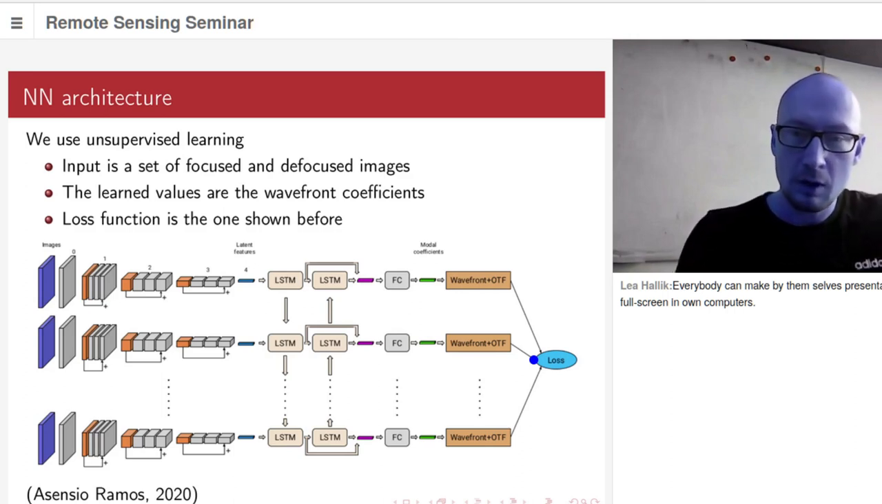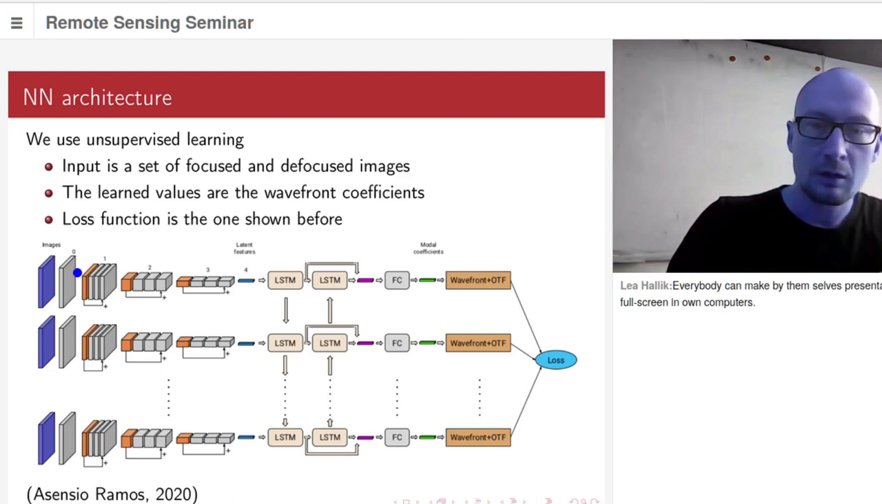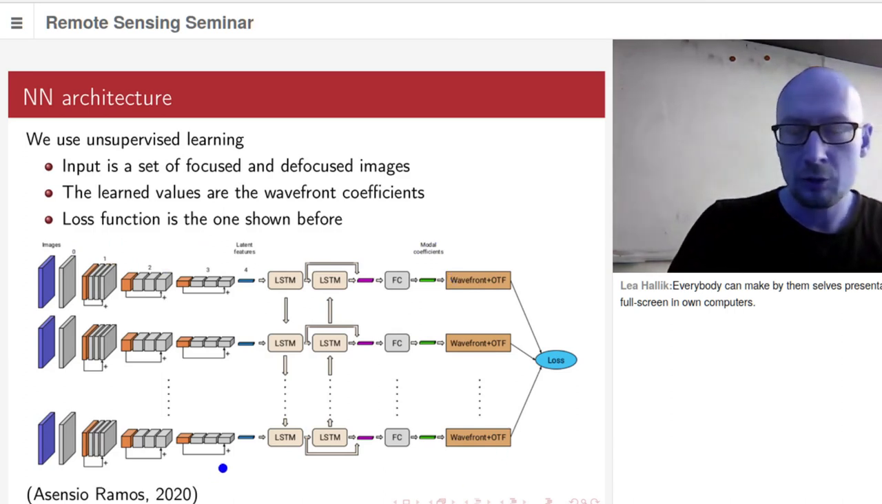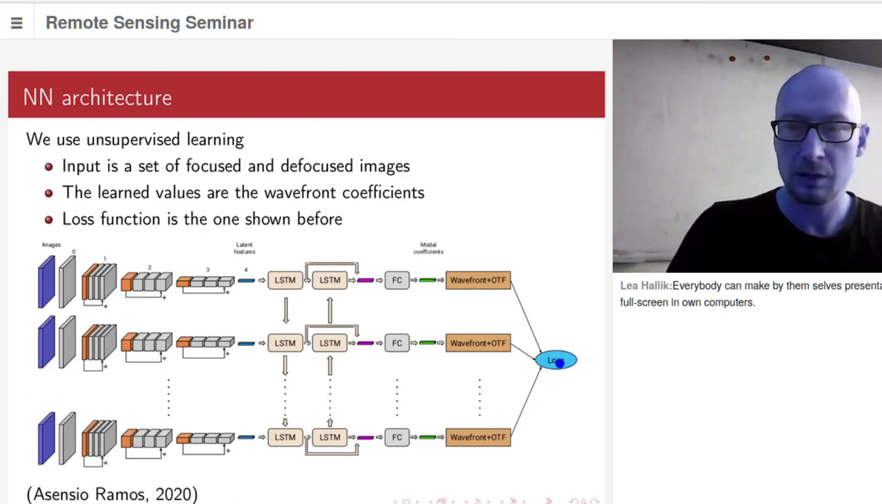So this makes this full idea like unsupervised learning. I mean, in principle, you could also use, let's say, simulation data or data of already restored images. But here, this idea doesn't rely on any knowledge about clean images. This theoretical model, which I previously showed, is fully captured in this neural network structure here.